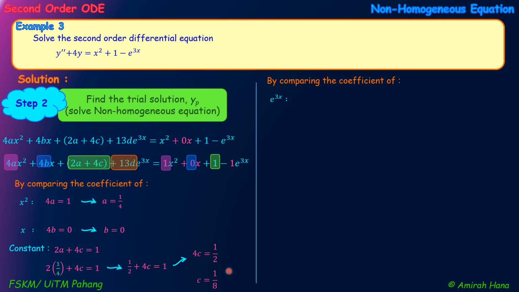After that, we compare the coefficient of e to the power of 3x. So we get 13d equals −1. Then we can solve for d. We have d equals −1 over 13.